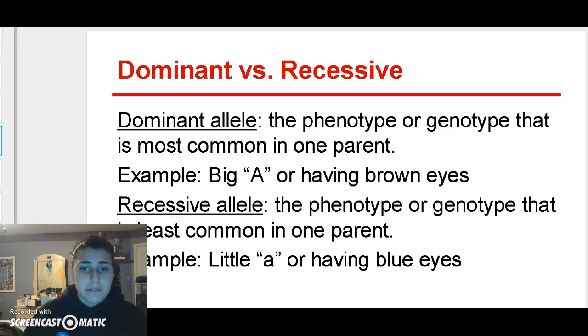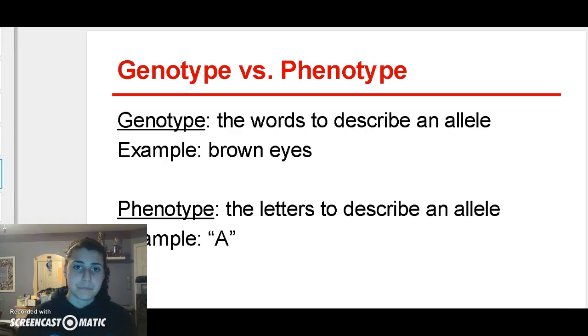The recessive allele is the phenotype or genotype that is least common in one parent. So it's going to be represented by the little letter. Having blue eyes is going to be the recessive allele, and it's going to be represented by a little letter because it's not as common in that family.